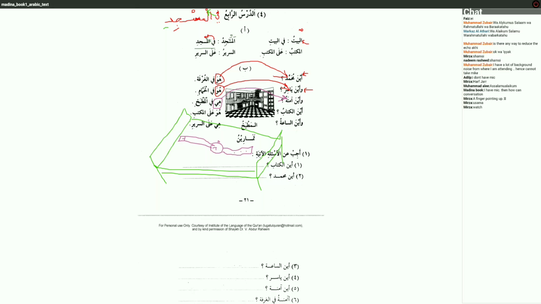You have homework, okay guys? The homework is to read this conversation and record it. أين محمد هو في الغرفة وأين ياسر هو في الحمام وأين آمنة هي في المطبخ أين الكتاب هو على المكتب وأين الساعة هي على السرير. I want you to read that conversation and record it.